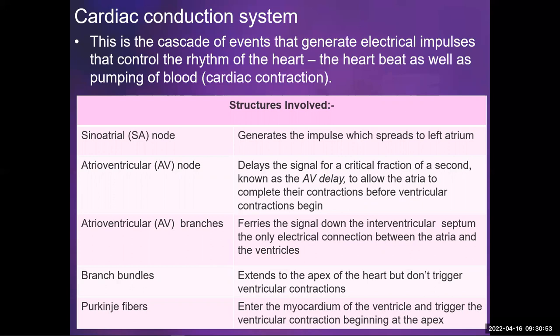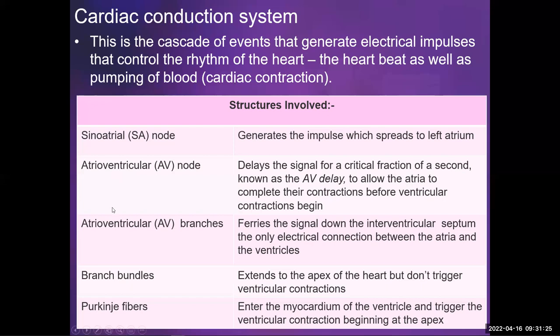SA node, this is where the impulse initiates or starts. As I mentioned to you, how I often remember it, SA is for South Africa. When you hear drums, you think about Africa. South Africa comes to mind, SA node. Whenever I think about the heart and that rhythm that keeps it going, think about South Africa, SA for sinoatrial node. That's where the impulse initiates.